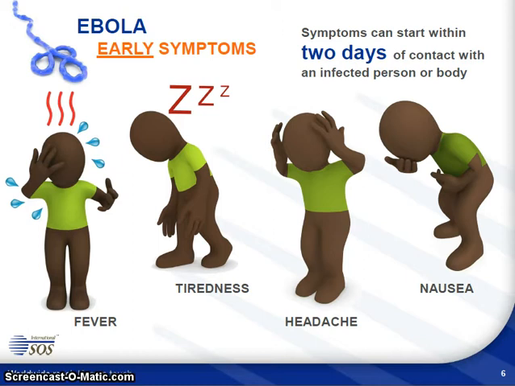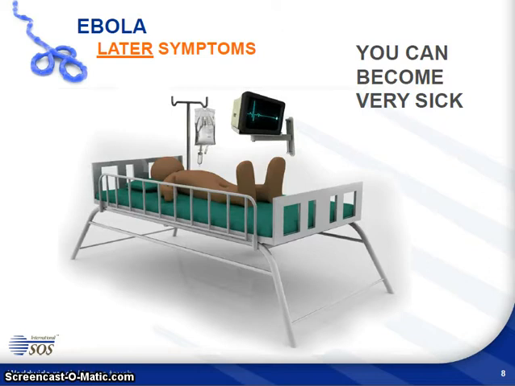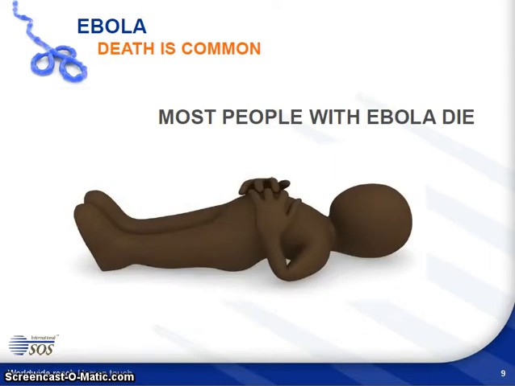And most times, once the virus has come in contact with the body, it takes about 2 to 21 days for the person to begin to show these symptoms. Some other symptoms are vomiting, diarrhea, and cough, and all of these may contain blood. Another important symptom is bleeding, usually from the nose and the mouth. Later on, almost at the end, you can become very, very sick. Unfortunately, like we said, most people die. So death is usually what happens after the person is usually very sick.